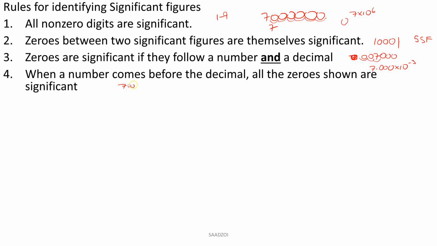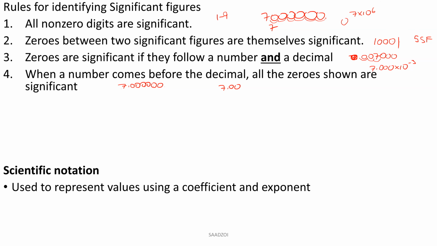So if I have 7.0000, I could go on zeros for 1,000 miles here. All of them are significant. Here, 7.00, all the zeros are significant. So you have 3 sig figs here. You have 1, 2, 3, 4, 5, 6, 7 sig figs here. So anytime a number is before a decimal point, everything you see is significant. So yes, you would have to write all those numbers down if that was really the case.